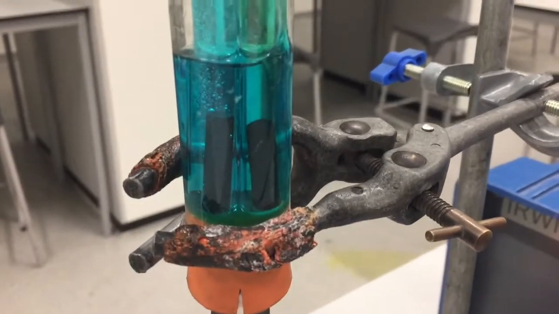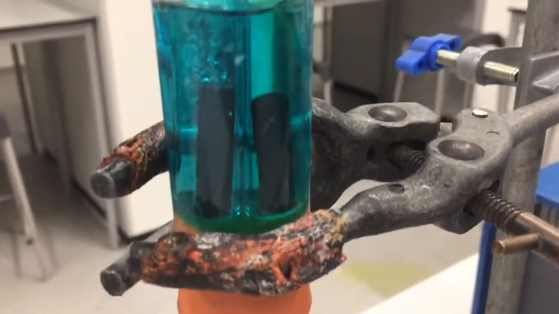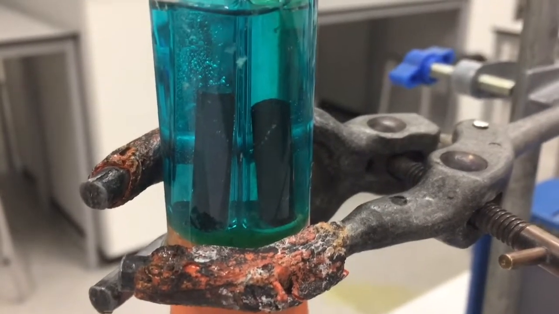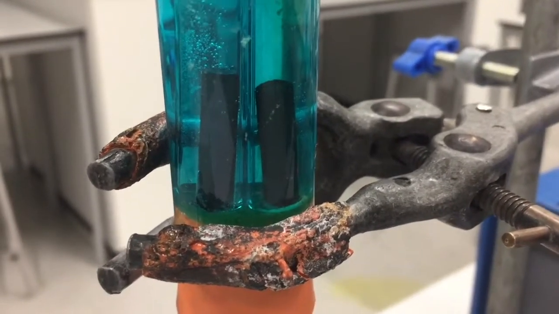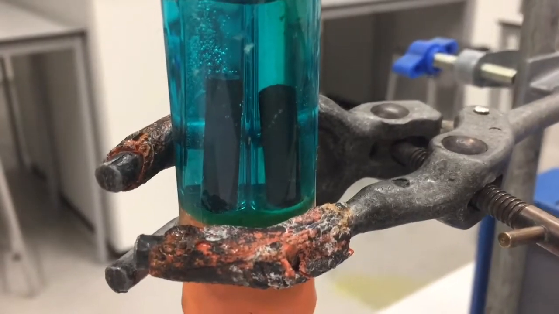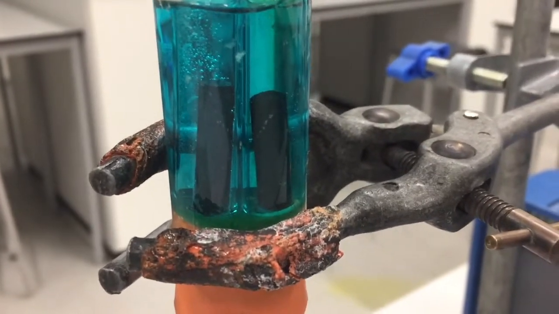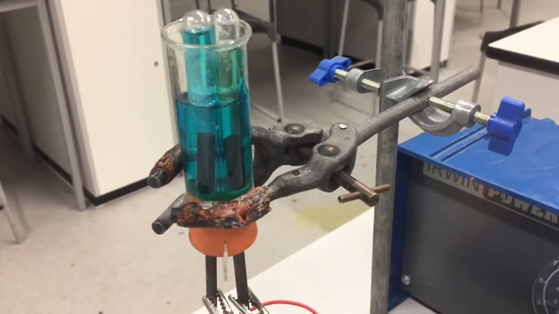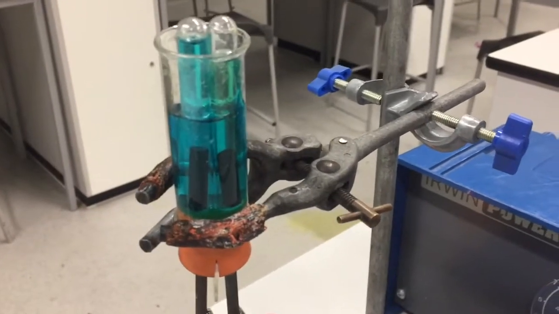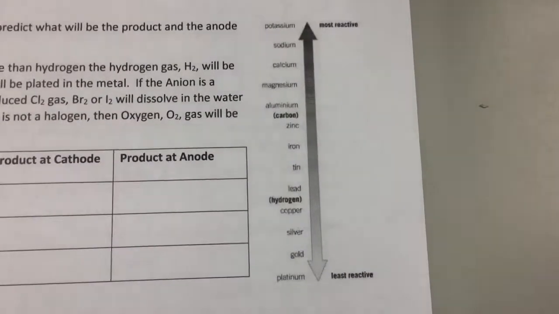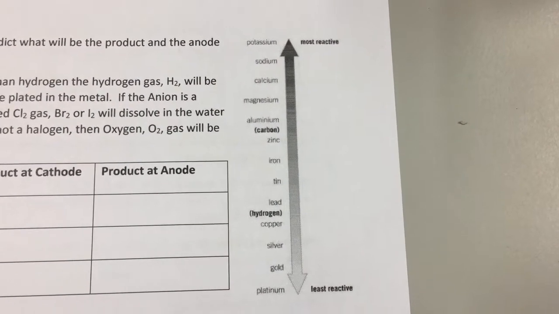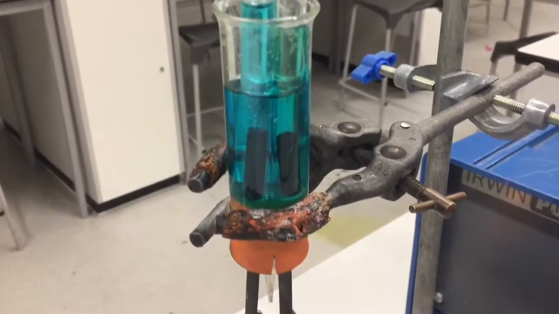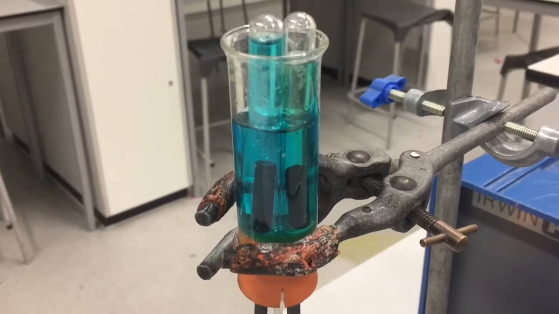And then on the cathode, we should, over time, and it takes a little bit of time for this, get a slightly red tinge to the graphite electrode, which will be the copper plating directly on here. So why are we getting chlorine and why are we getting copper? Well, copper is less reactive than hydrogen on our reactivity series. Here's our reactivity series. Copper is below hydrogen, along with silver, gold and platinum, and that means you get the metal produced at the cathode.